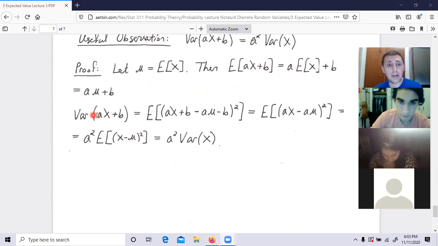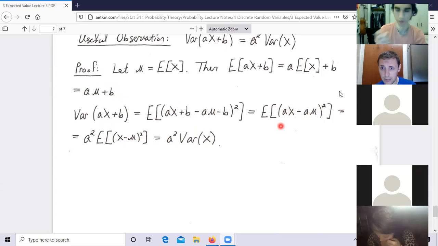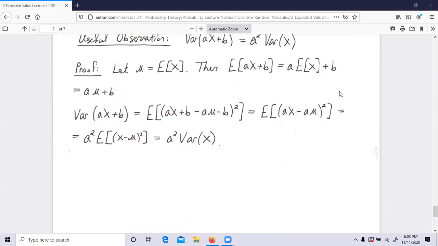So then the variance of ax plus b is the expected value of ax plus b minus this new average. So then what do I see? I see that the b's are gone, and I see ax minus a mu, all of it squared. So I can factor a squared out, and it's basically a squared times the expected value of x minus mu squared, which is exactly as I expected. Clear?